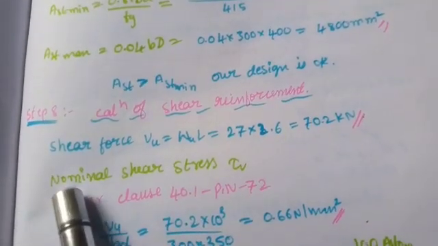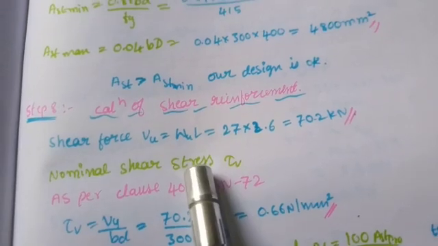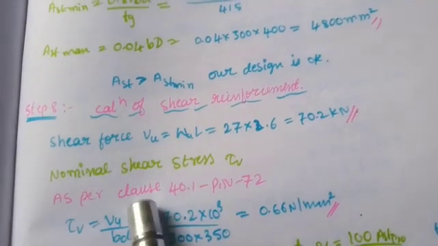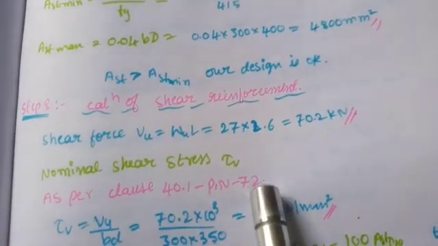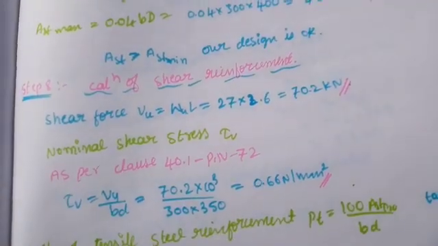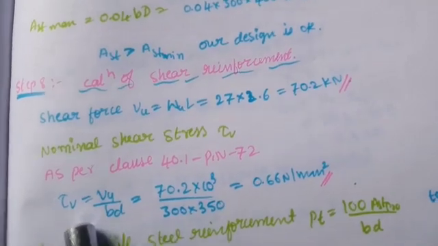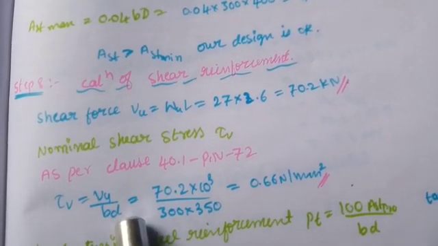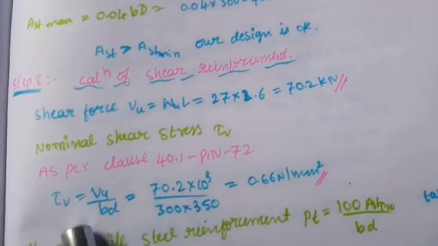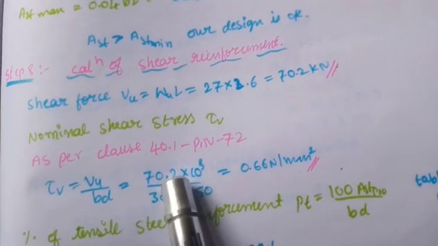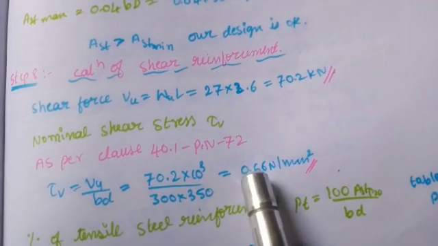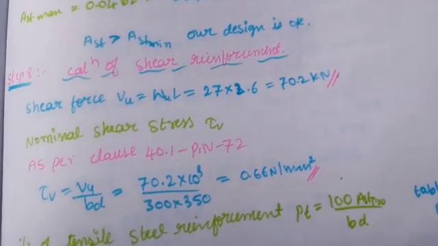So next is calculation of nominal shear stress, that is denoted as tau v. For that, as per clause 40.1, page number 72, this formula is given. The same formula I have written here: tau v is equal to Vu divided by B into D. So substitute all the value. After simplifying we'll get our tau v value as 0.66 Newton per mm square.